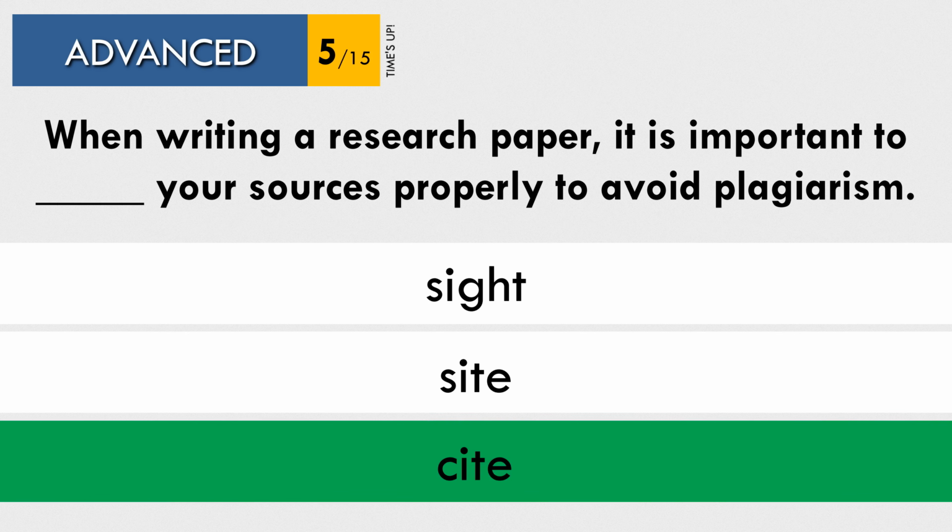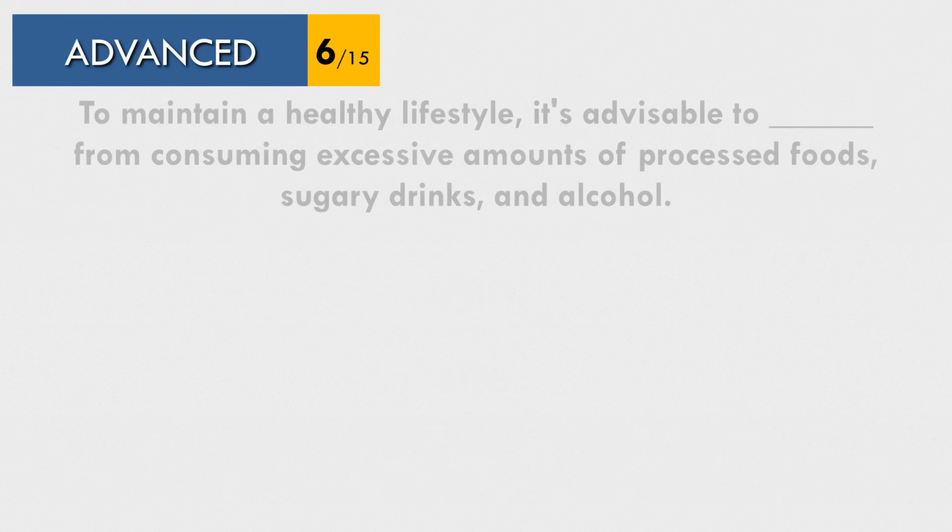The correct answer is cite. The sentence should read, "When writing a research paper, it is important to cite your sources properly to avoid plagiarism." In this context, cite means to reference or acknowledge the sources used in the paper. Question 6.